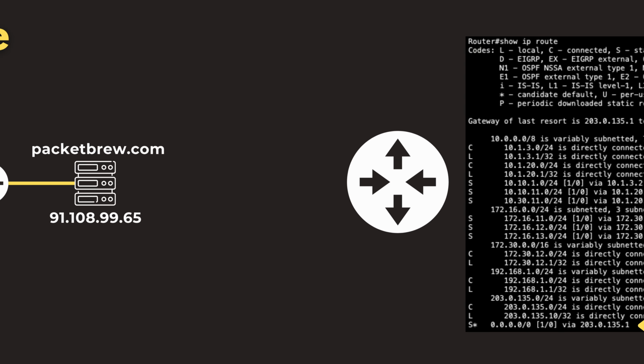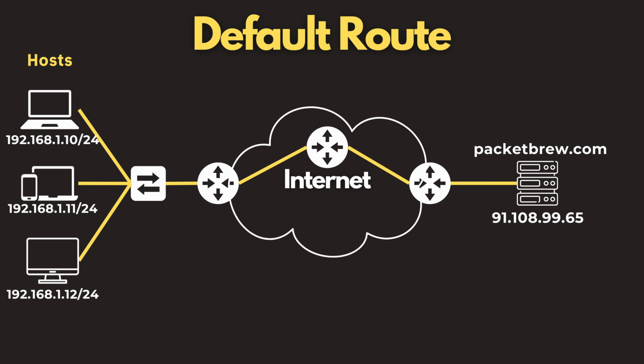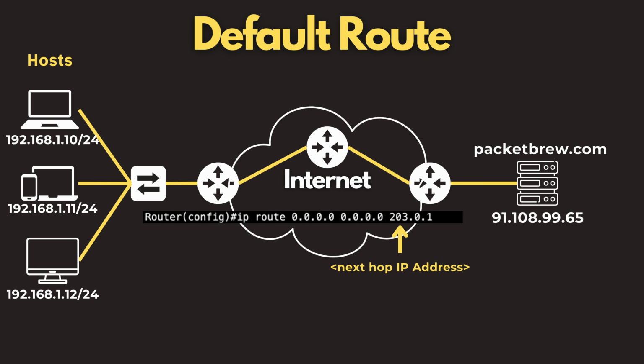It's the catch-all. On a Cisco router, you configure it using the command ip route 0.0.0.0 0.0.0.0 next-hop IP address. That tells the router for anything you don't have a specific route for, send it to 203.0.135.1 and let someone upstream handle it. Your home router does exactly this, pointing at your ISP.